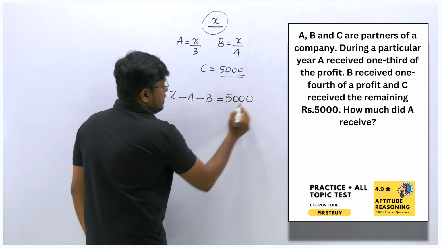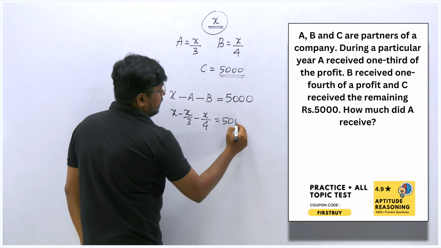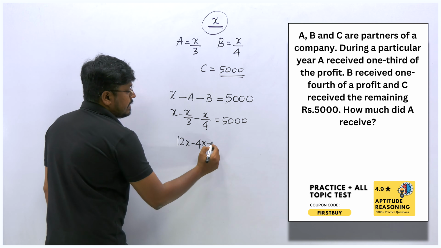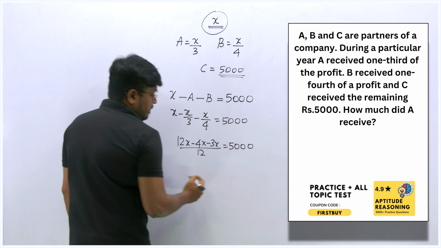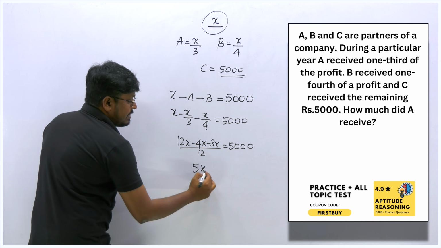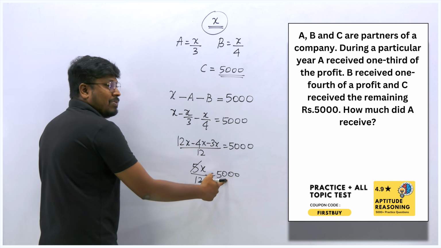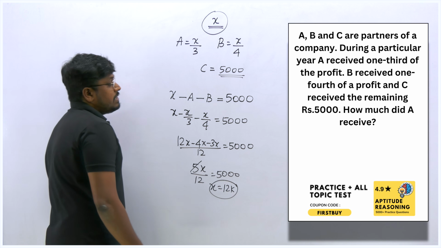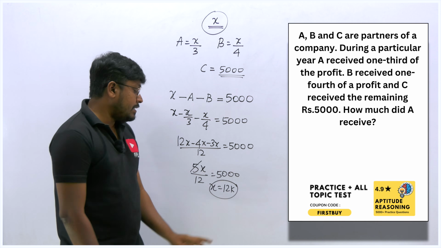So now let's solve this. X by 3 minus X by 4 is equal to 5,000. Here we have the LCM, 4 3s are 12. So 12x minus 4x minus 3x divided by 12 is equal to 5,000. So 4 and 3 will be 7, so 5x divided by 12 is equal to 5,000. We can cancel it, which will be 1,000, and 1,000 into 12 will be 12,000. So 12,000 is the value of X, that means the total profit of the business, which is 12,000.